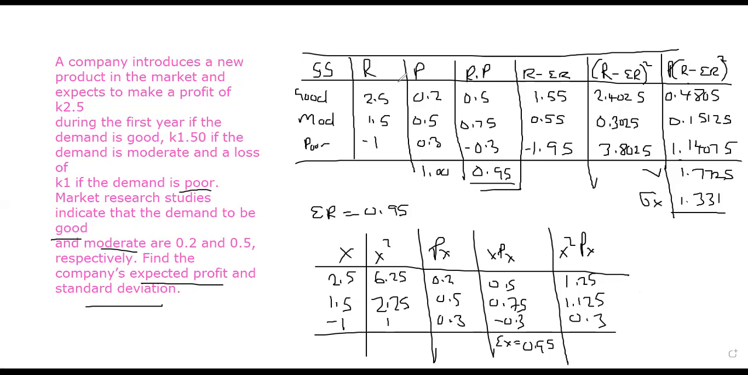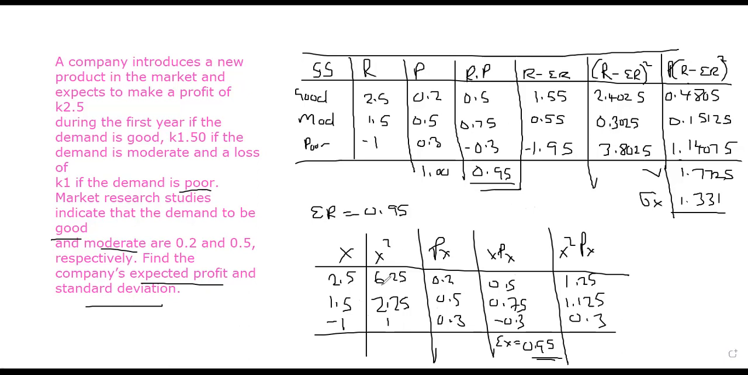So let's go through it again. When we got the values of x, we squared them. Value of x, value of x squared, then define the mean. We simply multiply 2.5 times 0.2, we get this. 1.5 times 0.5, we get this. Negative 1 times 0.3, we get this. The total is called the mean. Is this clear, how to get the mean?